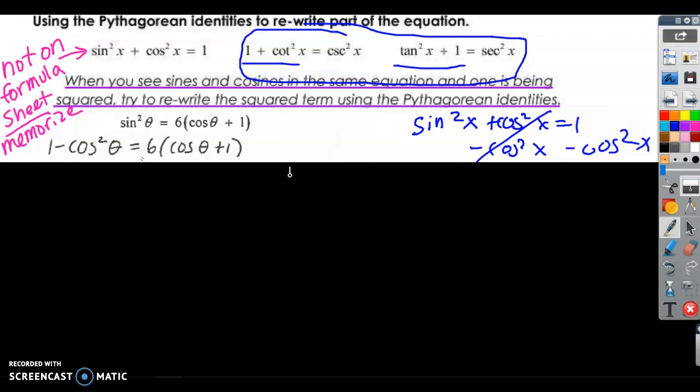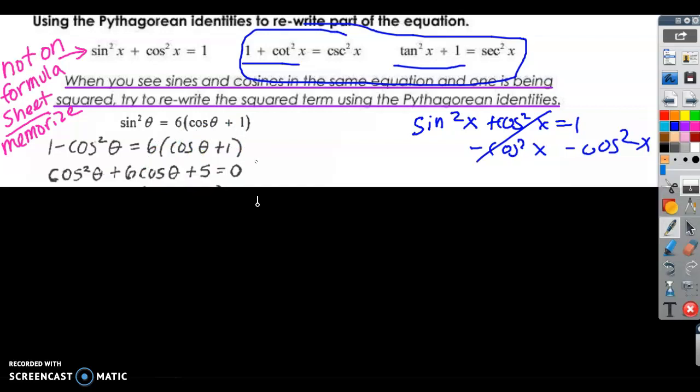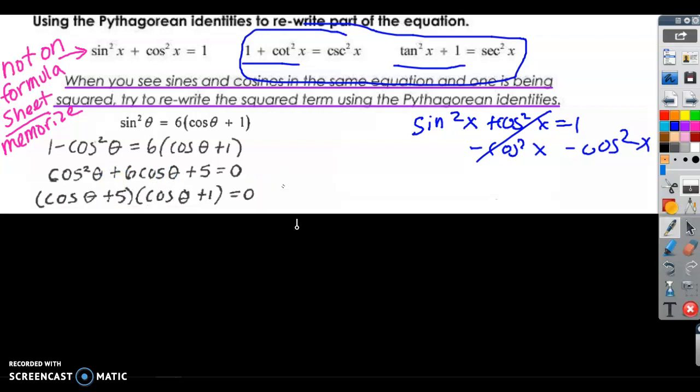The next step is, well, now we've got a 1 and we've got a cosine squared, and over here, if you distribute 6, you've got a 6 cosine and a 6. Let's shove everything to the same side. Now I've got a trinomial. So if you consider those cosines to be like x's, x squared plus 6x plus 5 equals 0, what would you do? You'd factor. We're doing the exact same thing here, except instead of x's, we have cosines.